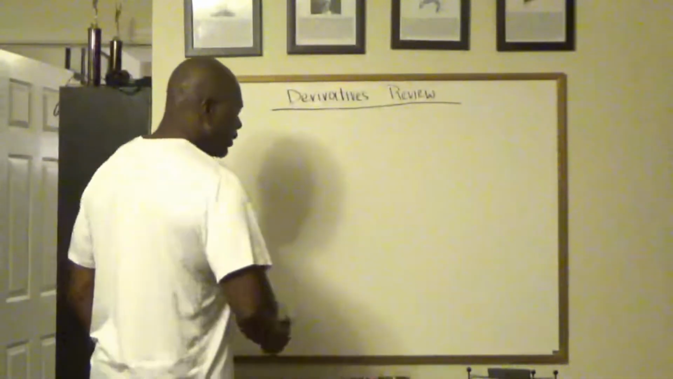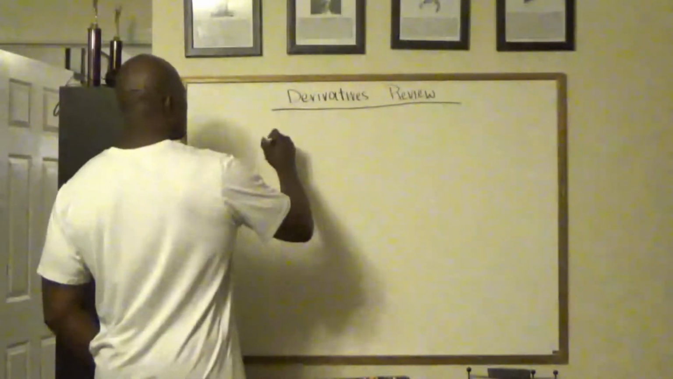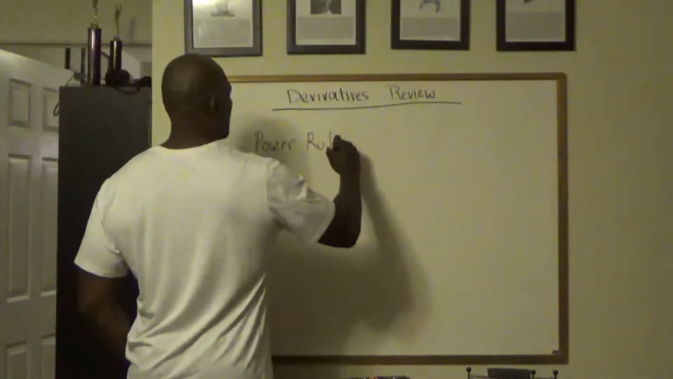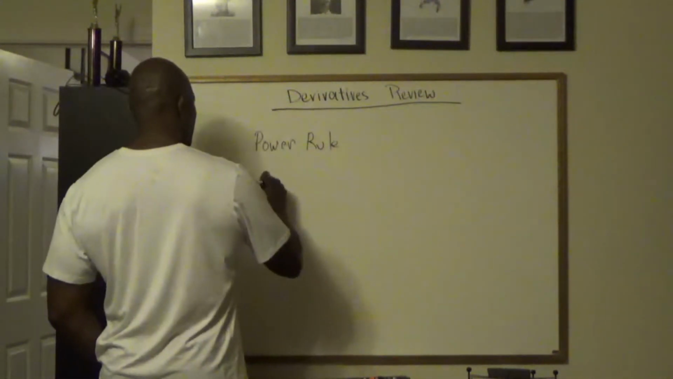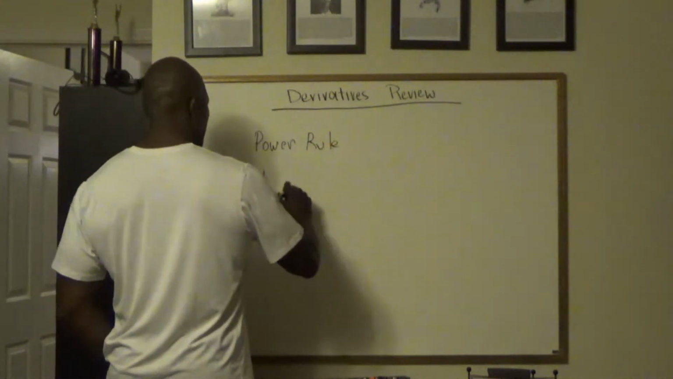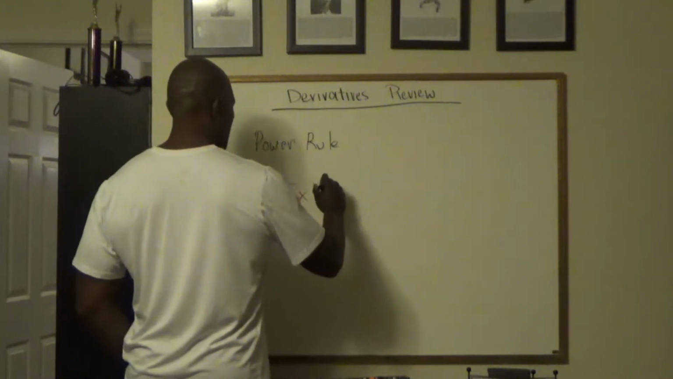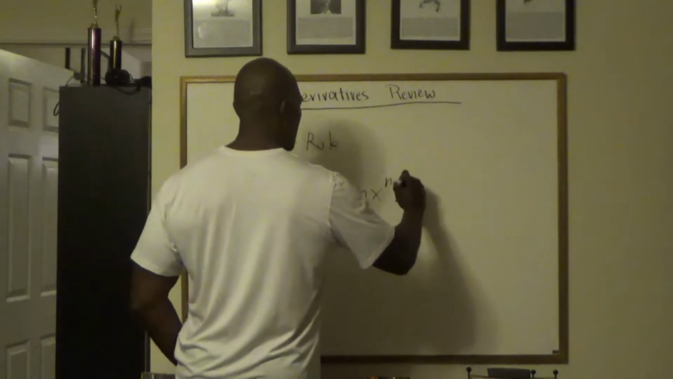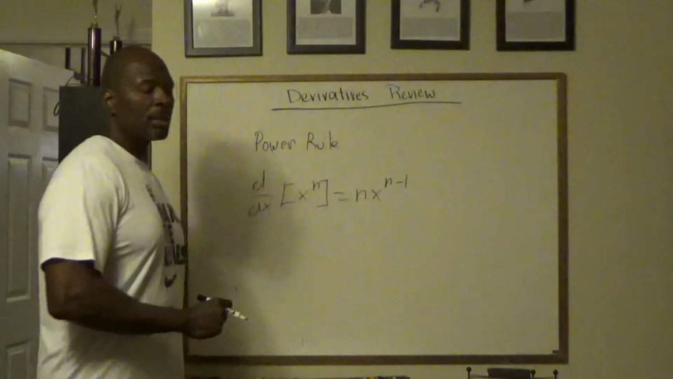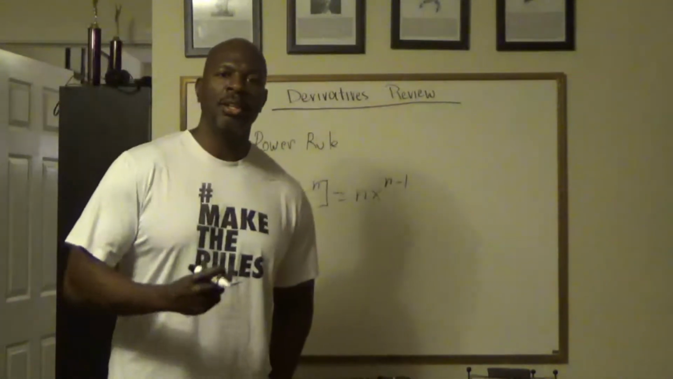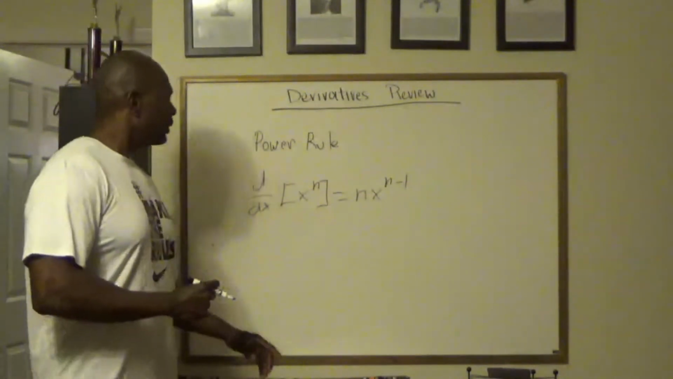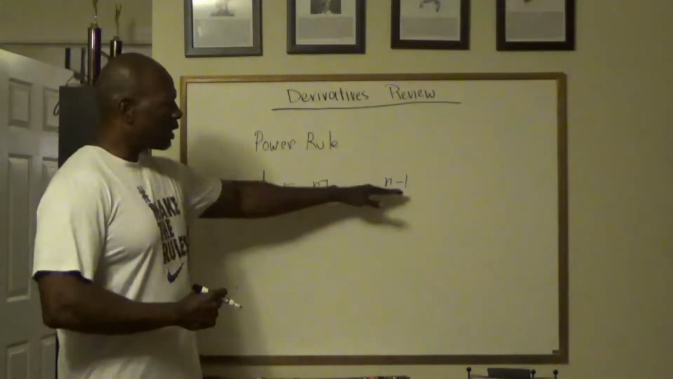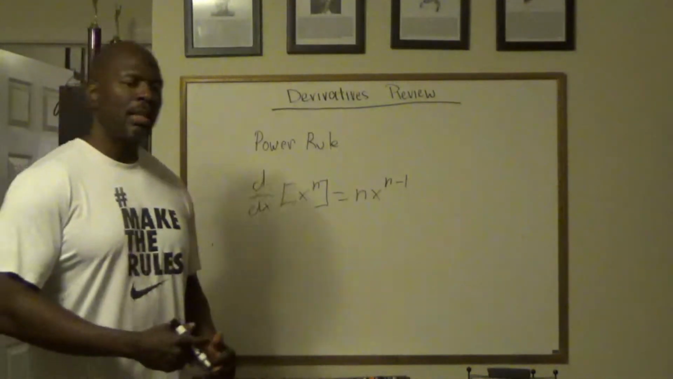We did something called the power rule. And the power rule basically states if I take the derivative of x to the power of n, I get n times x to the power of n minus 1. So if I take a derivative of a polynomial function, I'm going to move its exponent down, and the new exponent is going to be 1 power less.